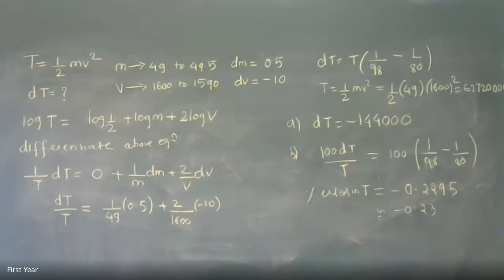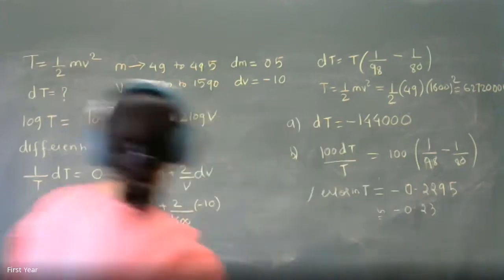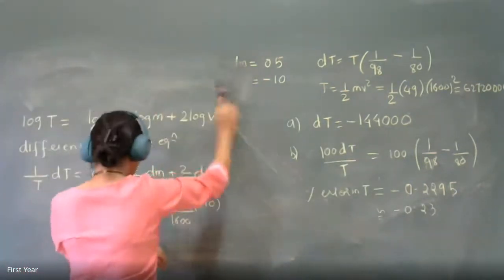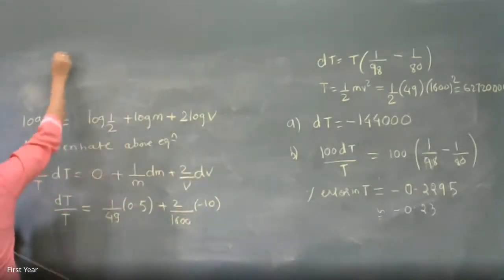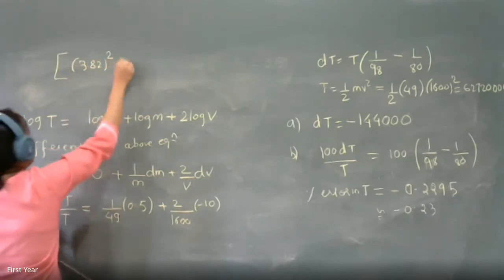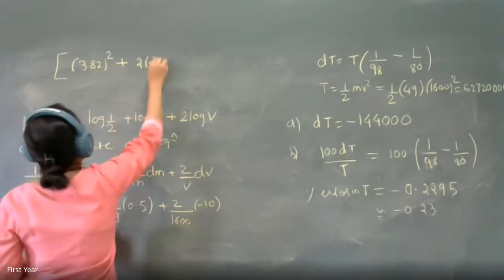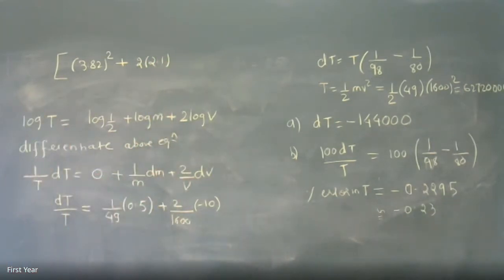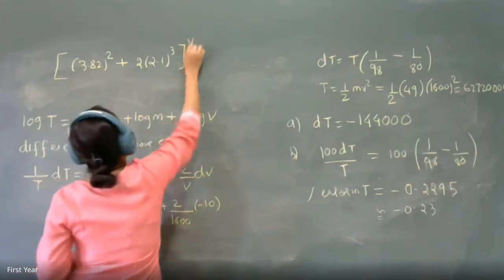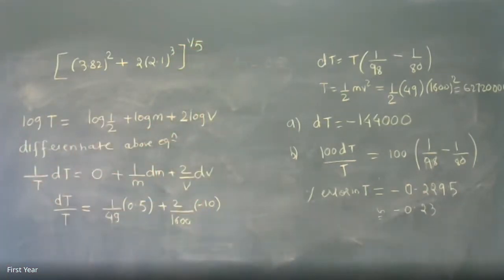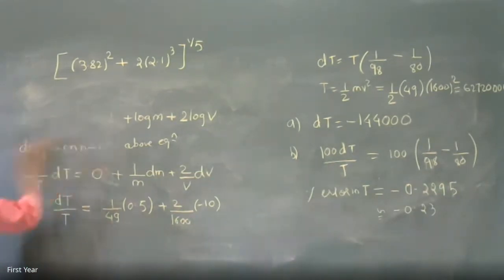Find (3.82)² + 2 × (2.1)³, the whole raised to 1/5, by using theory of approximation. I'll write this question because it's quite complicated.